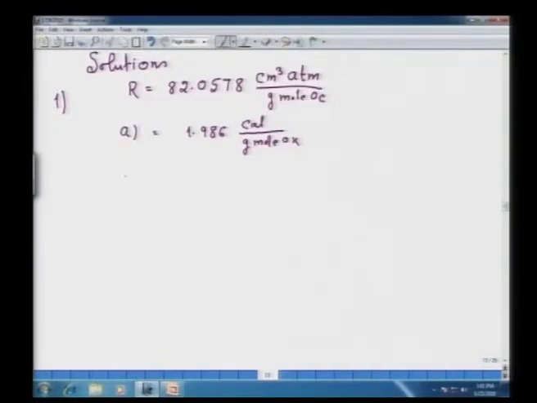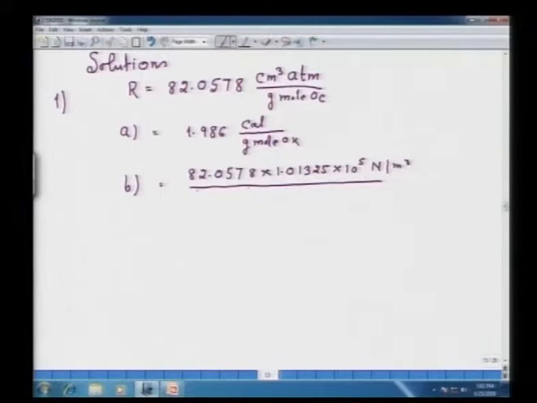Now, similarly, for part B, you have to derive in joule per kg mole degree Kelvin, and you can see that it is given 82.0578 into pressure 1.01325 into 10 to the power 5, that is in Newton per meter square, and if we divide here by meter cube into 10 to the power 6, because I am just deriving from here. So, that is why this comes into 10 to the power 6 kg mole.